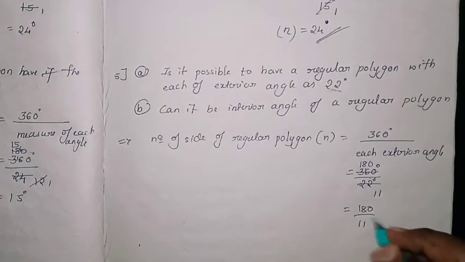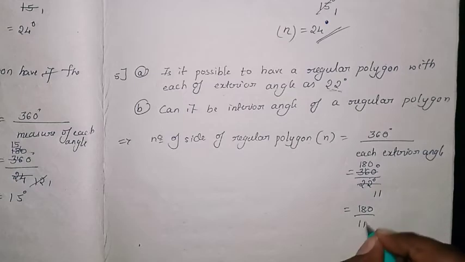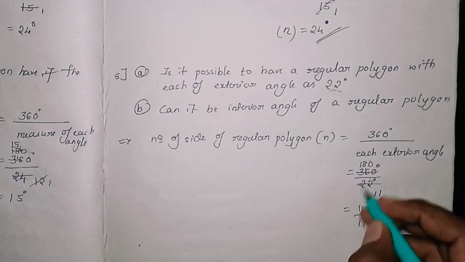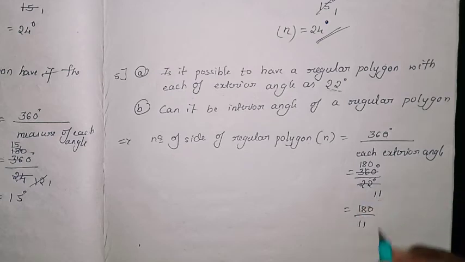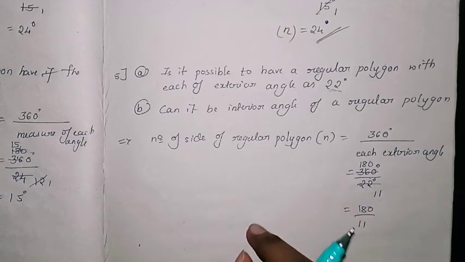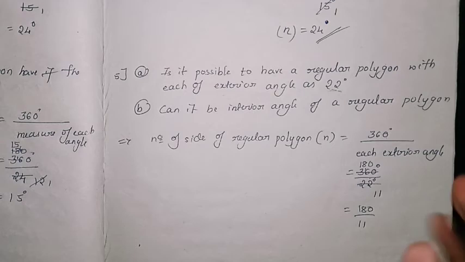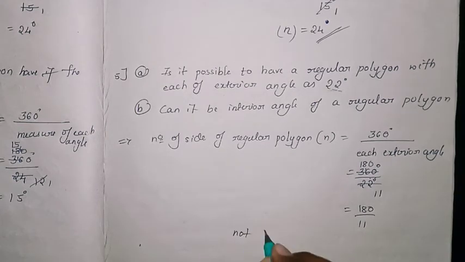11 and 180, it will not divide completely. 11 ones are 11, 8 remains. Then 11 sevens are 77, so it is 16 point something, a decimal. But is it possible for the number of sides to be a decimal or a fraction? No, we want a whole number. So the answer is it is not possible, because it is a decimal. The number of sides cannot be a decimal or a fraction. So we can write: it is not possible.